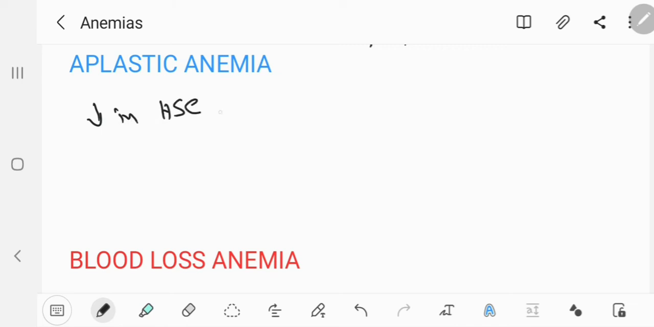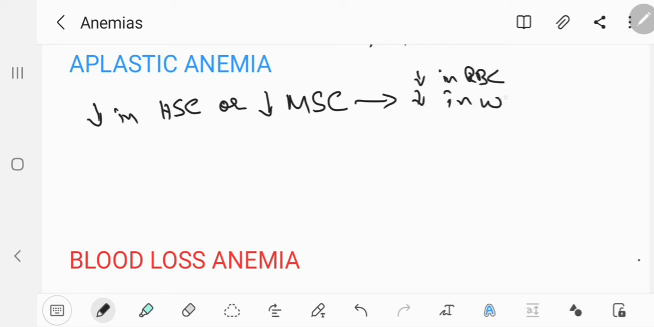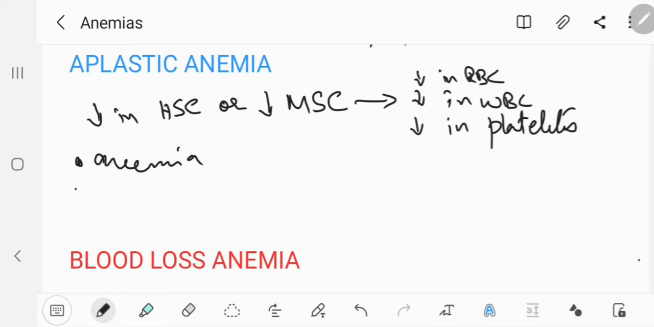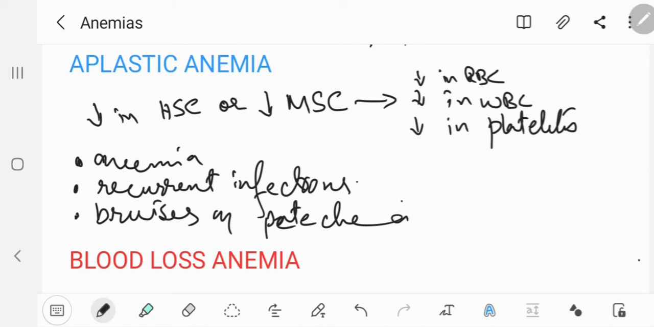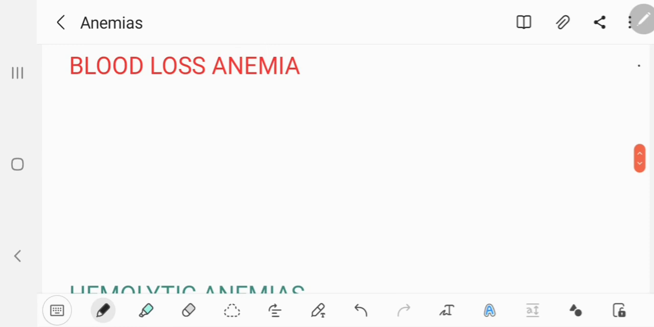Now, aplastic anemia. In aplastic anemia, due to any idiopathic cause, there is decrease in hematopoietic stem cell production along with myeloid stem cell production, which will lead to decrease in RBC, WBC, and platelet production. So the patient will present with anemia, recurrent infections, and will have bruises, that is bluish discoloration of the skin, along with small pin-like petechiae, which are basically pin-like bluish discoloration.